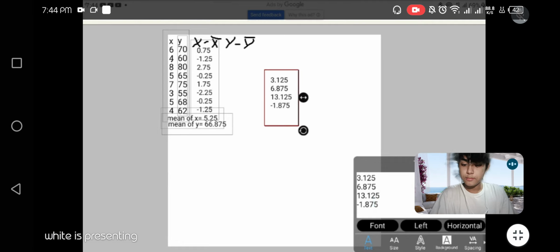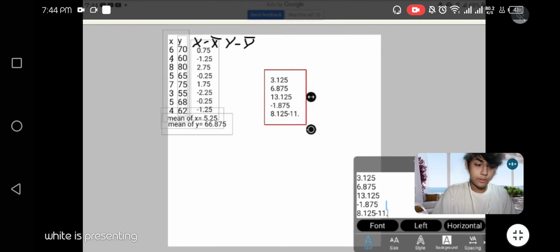Next is, ayan, negative 1.65 na yung kanina. So, 75 na tayo ngayon. Ay mali, di pala, 75 minus 66.87. So the answer is 8.125. Next is 55. The answer will be 11.875.